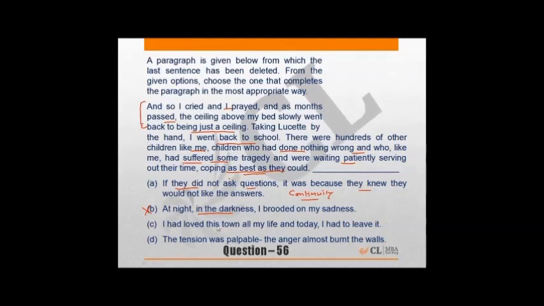Choice C, "I had loved this town all my life and today I had to leave it." This is incorrect on account of scope. The paragraph is not talking about the town per se, it is talking about a specific situation and within the school's environment. And choice D, "The tension was palpable, the anger almost burned the walls," not connected at all to the passage. I will again say out of scope, it is not connected to the passage at all, and hence the correct answer is choice A.